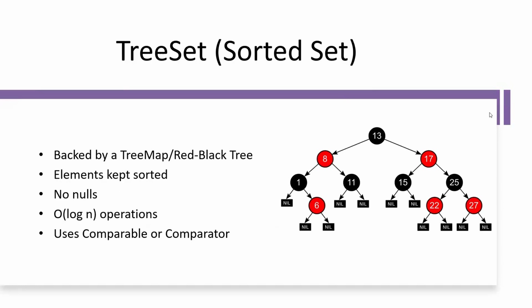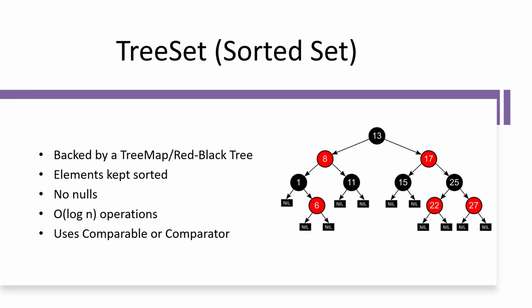The next is the tree set. It's also known as a sorted set. So this is backed by a tree map. It's also known as a red-black tree. And what this red-black tree does is that it allows ordering. It allows ordering through some intricate mechanisms, which I probably will end up discussing in a future video. But that's beyond the scope of today's discussion.